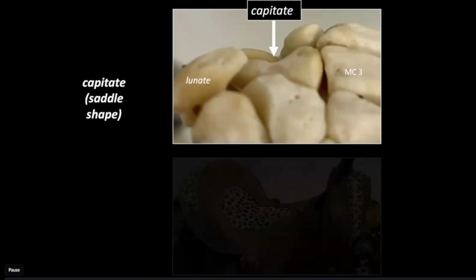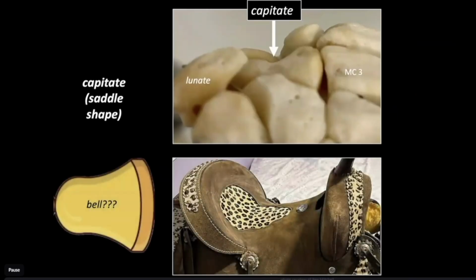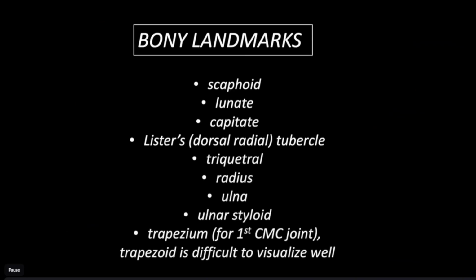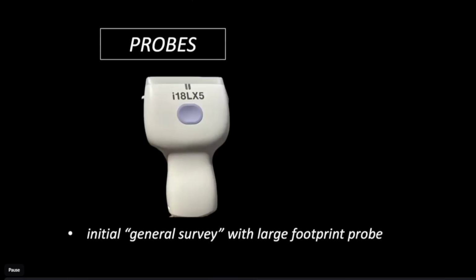To me, the capitate has a saddle shape. Sometimes it's described as a bell shape. Bony landmarks you want to think about are the scaphoid, the lunate, the capitate, Lister's tubercle, or the dorsal radial tubercle, the triquetral bone, the radius, the ulnar styloid, and the trapezium, especially for the first CMC joint. We can't really see the trapezoid very well with ultrasound.